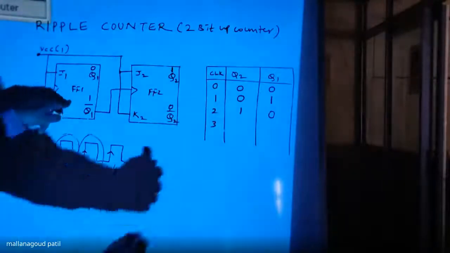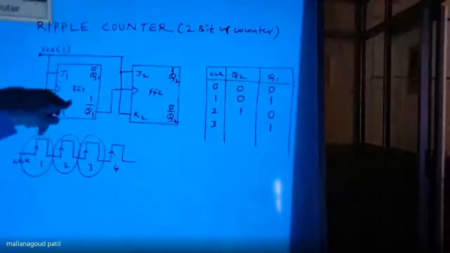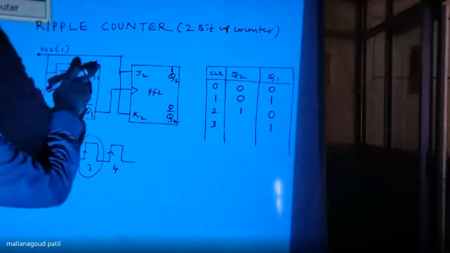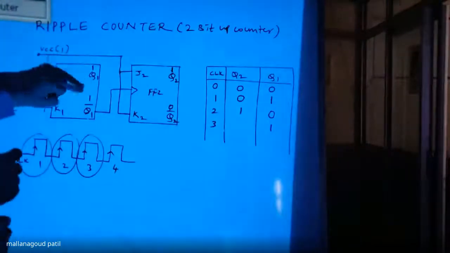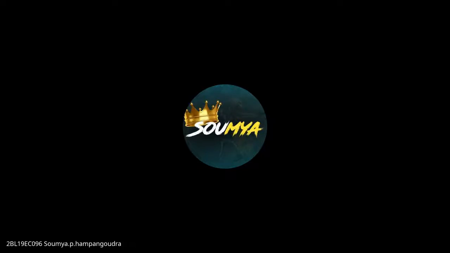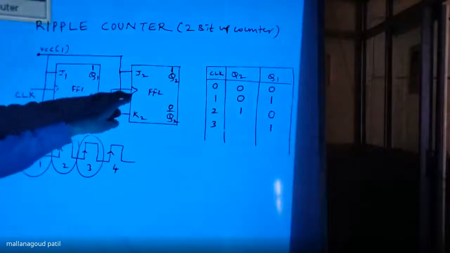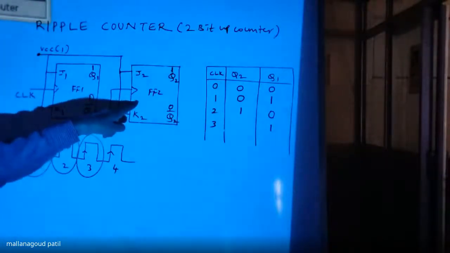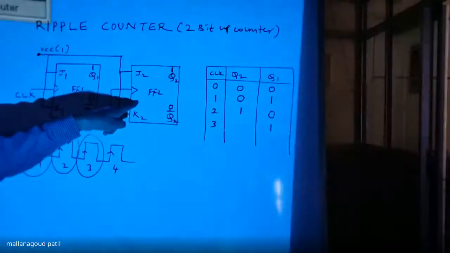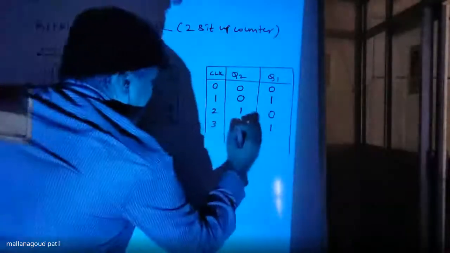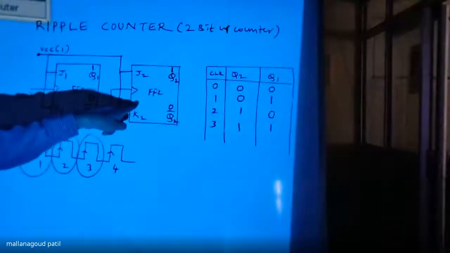Flip-flop 1 was 0, now it will be 1. Now Q1 changes from 0 to 1. When Q1 is 1, what should be Q1 bar? 0. I can write here it is 0. When Q1 bar is 0, it is connected to the clock of flip-flop 2. Does flip-flop 2 trigger for the third clock? No, sir. Then it will retain. Then I can write here 1.